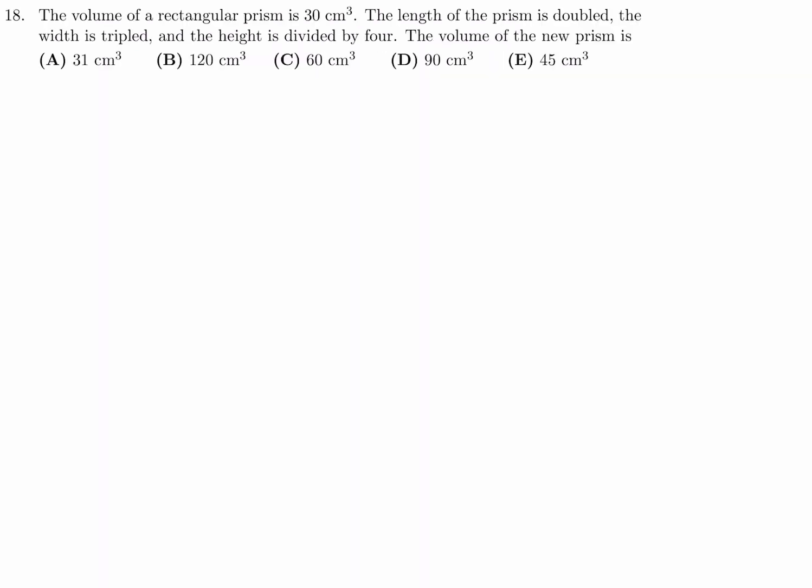The volume of a rectangular prism is 30. The length is doubled, width is tripled, the height is divided by 4. The volume of the new prism is. Length times width times height is 30. Now they've taken the length and doubled it, so 2L. They've taken the width and tripled it, 3W, and the height divided by 4.